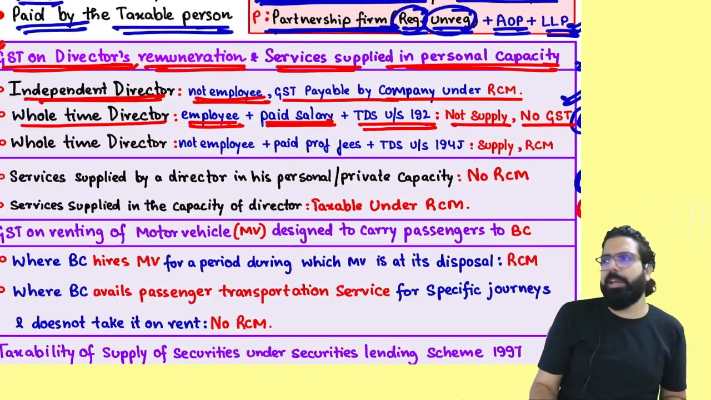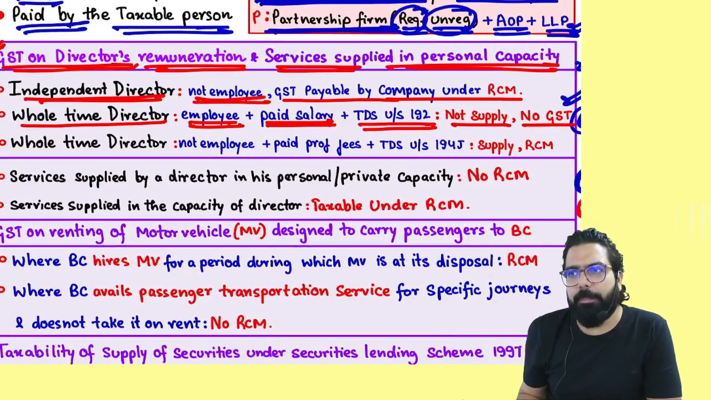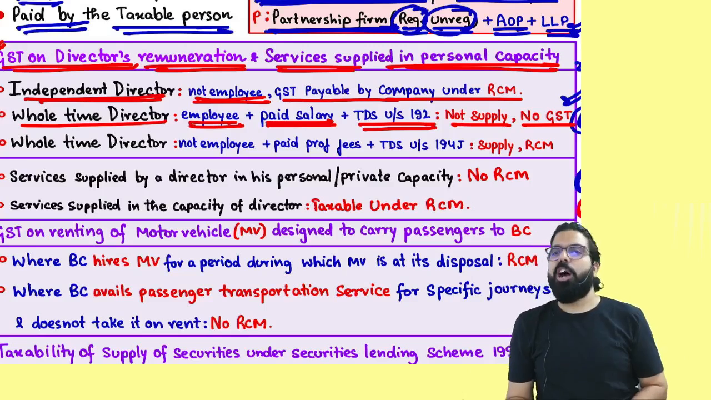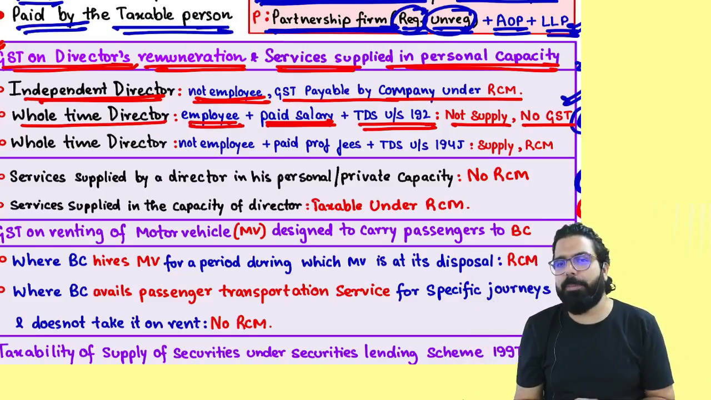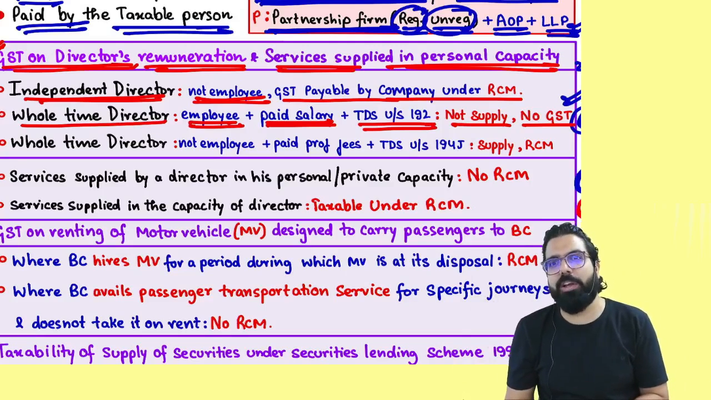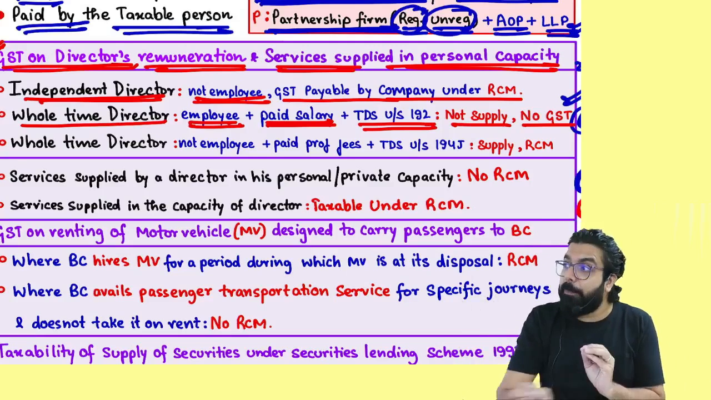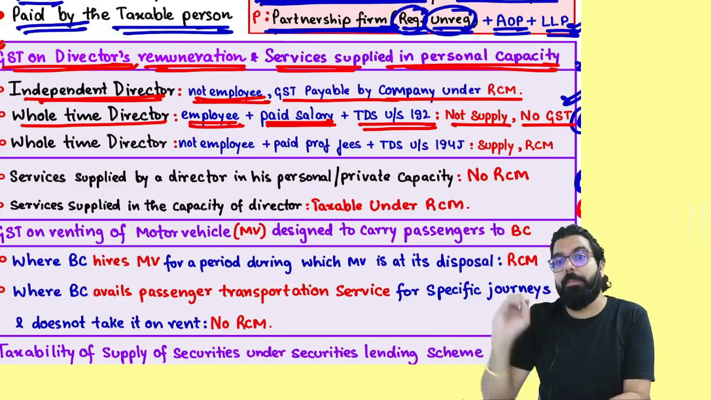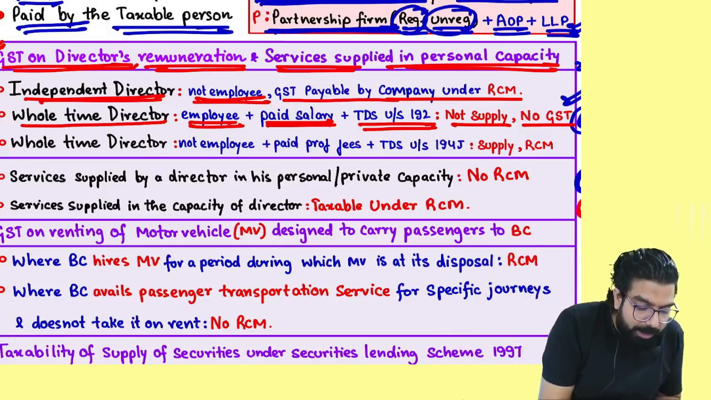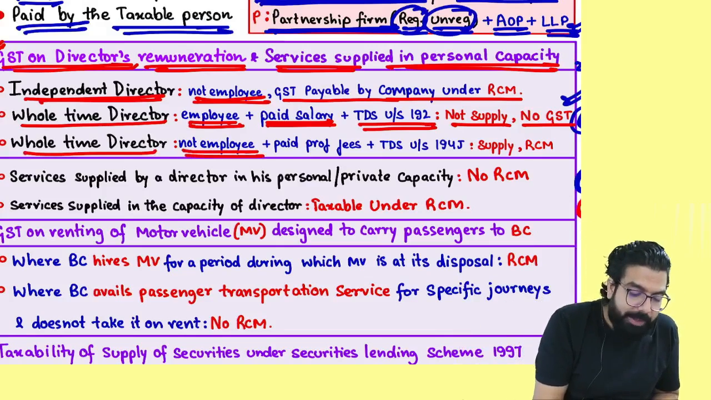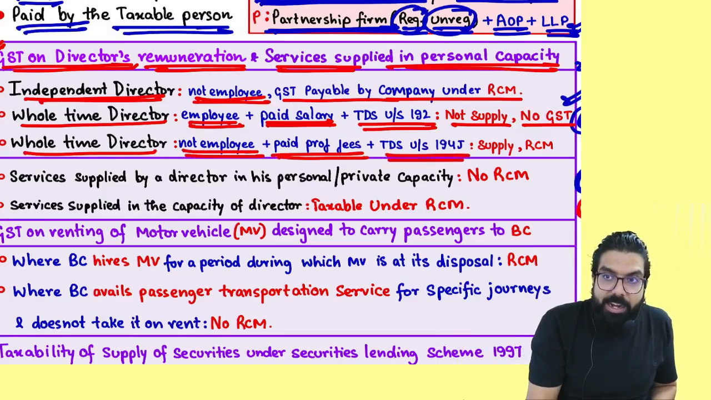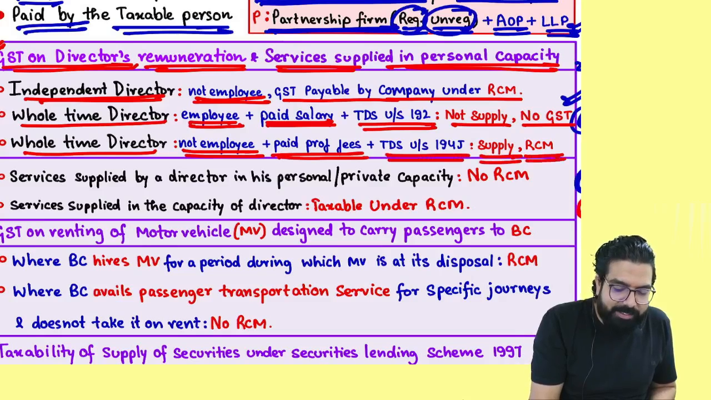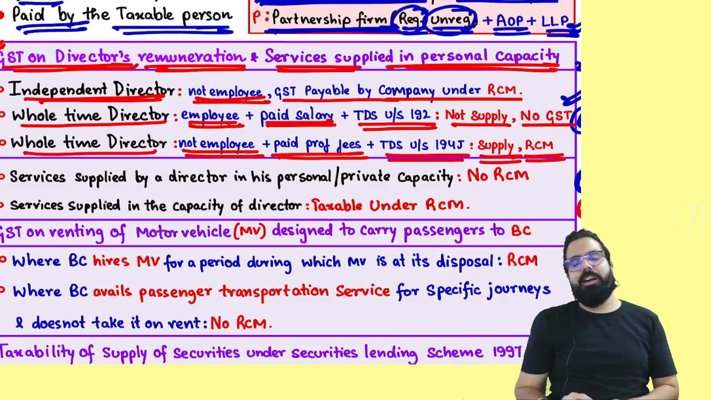But supposing you are the whole-time director in my company, and you told me, sir, other than my employee work, if you want any work from me, I will help you. I said, okay, in the audit some work is required, please come and help. And I paid him professional fees. Remember one thing, a whole-time director who is not an employee and is paid professional fees, with TDS under 194J, then it is a supply and GST will be payable under RCM.